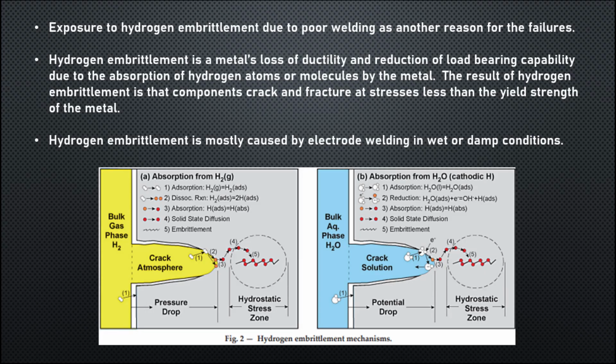Hydrogen embrittlement is a metal's loss of ductility and reduction of load-bearing capability due to the absorption of hydrogen atoms or molecules by the metal. The result of hydrogen embrittlement is that components crack and fracture at stresses less than the yield strength of the metal. Hydrogen embrittlement is mostly caused by electrode welding in wet or damp conditions.